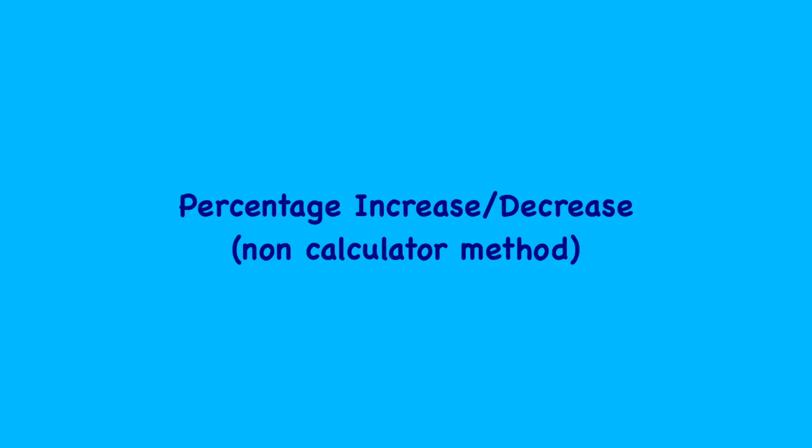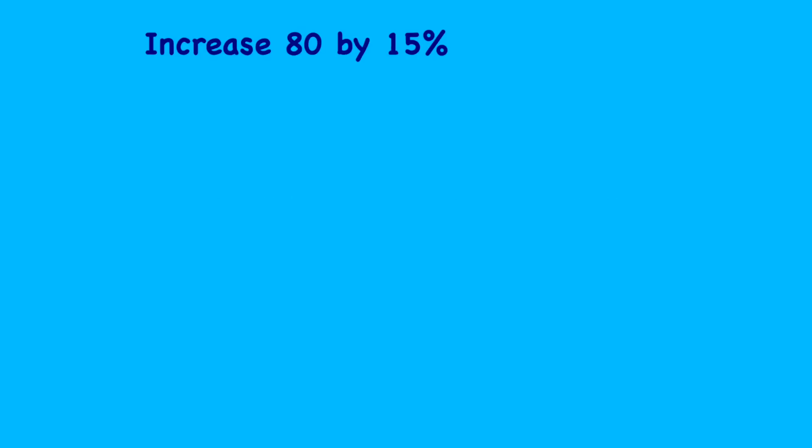Percentage increase, decrease. Okay, so I'm going to show you how to increase 80 by 15%. With this non-calculator method, the first thing we do is we find 10% of 80. And to find 10% of anything, you divide by 10.